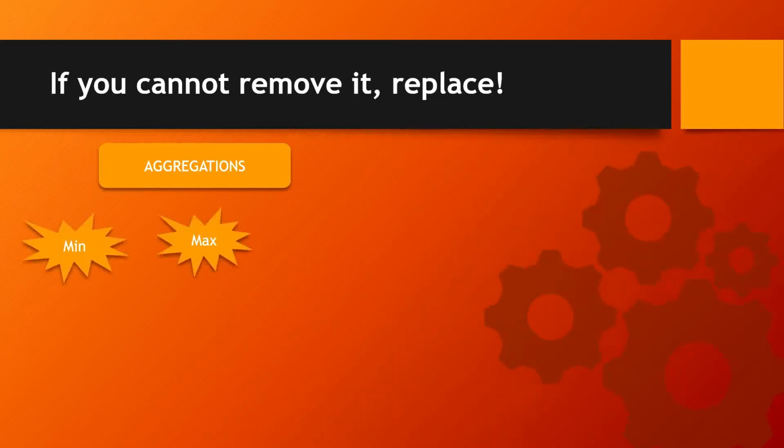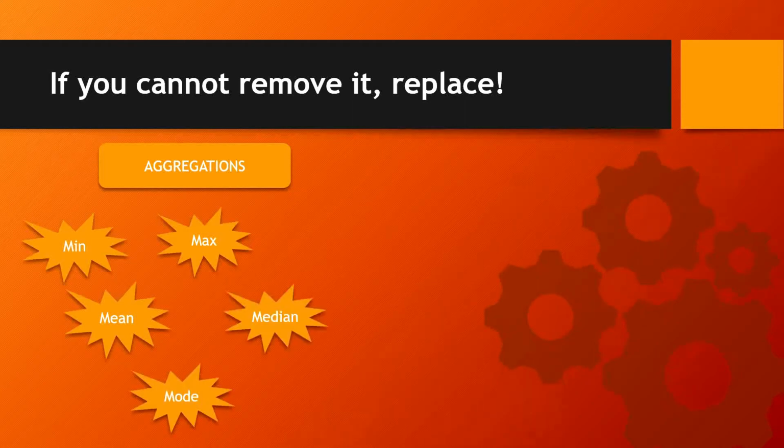And what are the most common aggregations that we learn in basic statistics? Min, max, mean, median, and mode. These are the 5 most common types of aggregations that you will come across, right? So minimum, maximum, mean and median are generally applicable to numerical values. Mode is generally applicable for categorical values. Okay, so let us try to use the mean first.